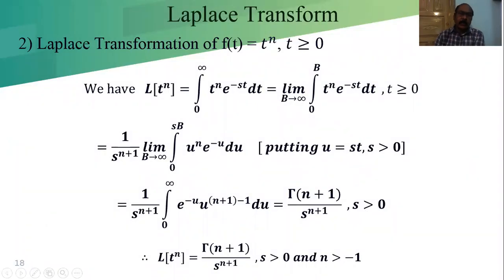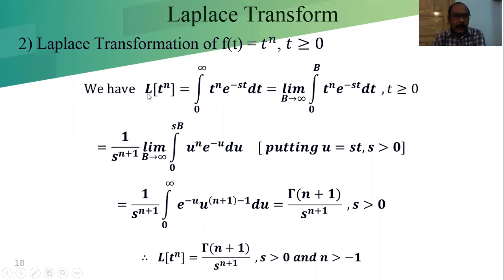Now, Laplace transformation of f(t) equal to t to the power n, where t is greater than or equal to 0. Here, our function f(t) is t to the power n. So, as per the definition of the Laplace transformation, we can write on the left hand side, Laplace transformation of f(t).